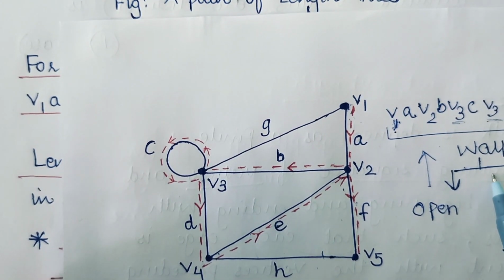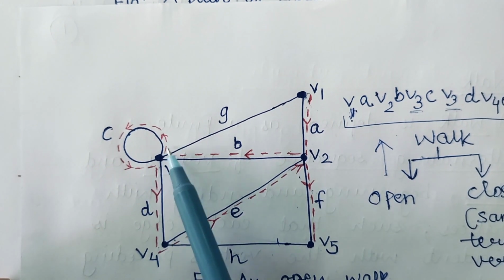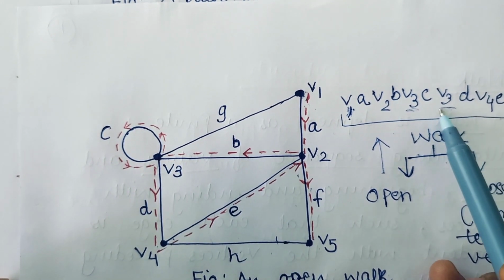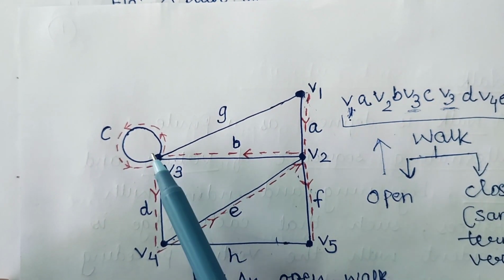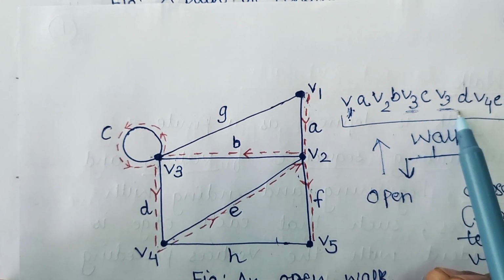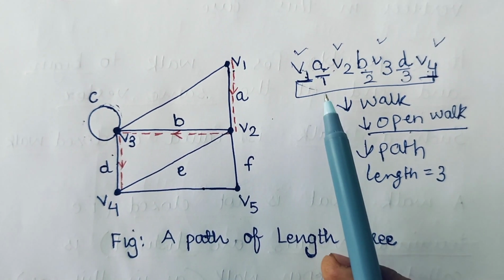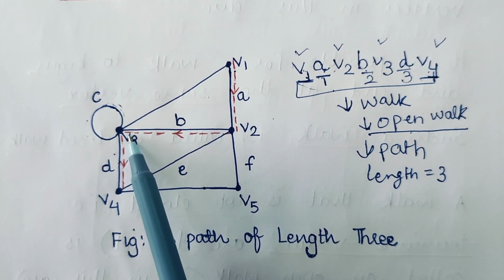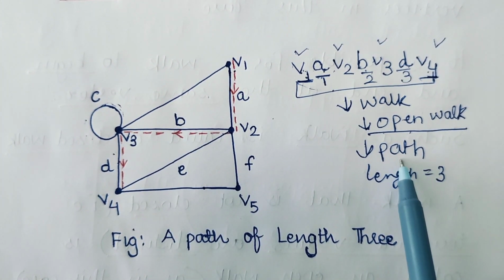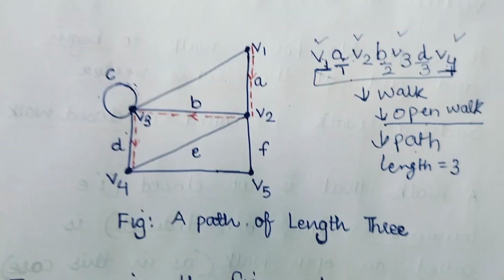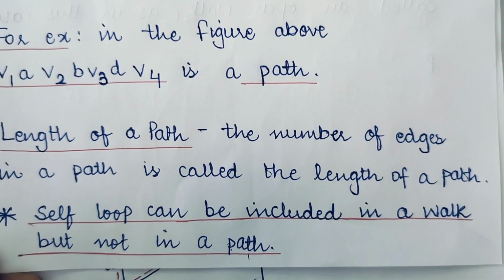Here you can see this is an open walk which has a self loop, and since it has a self loop, the vertex V3 is repeated once. But when we removed this self loop from this open walk, vertex V3 was not repeated and we got a path. So a self loop can be included in a walk but not in a path.